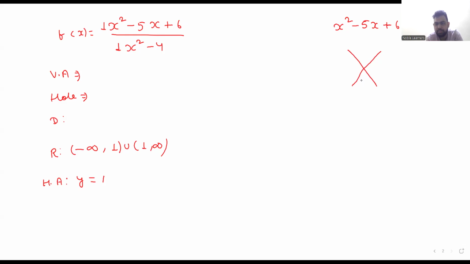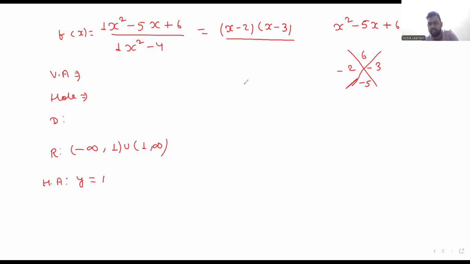What to write at the top? 6. What to write in the bottom? 5, 2, negative 5, 3. Yeah, like how to put the signs? Both are minus, right? Correct. So my numerator is nothing but x minus 2 and x minus 3. Okay, and what about my denominator?